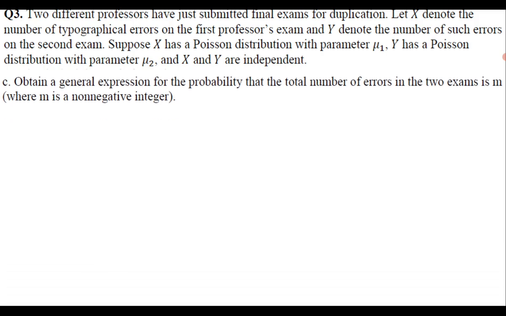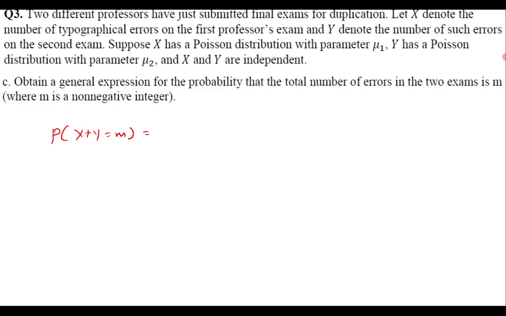The next part says to obtain a general expression for the probability that the total number of errors in two exams is m. So, probability of x plus y equal to m. This is a little bit tricky. You have to think a bit. You cannot answer it directly.